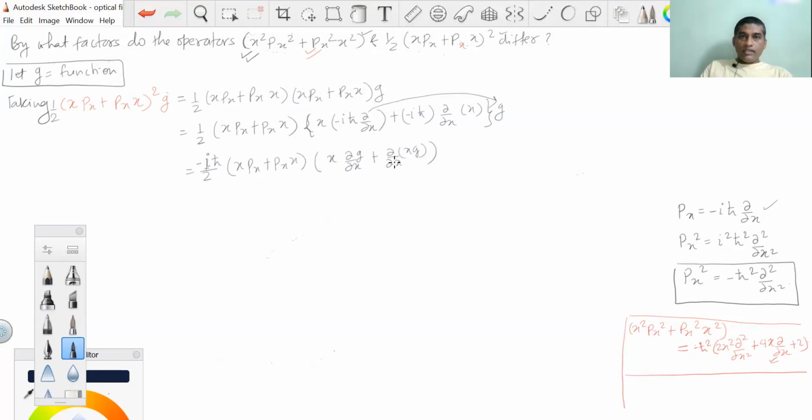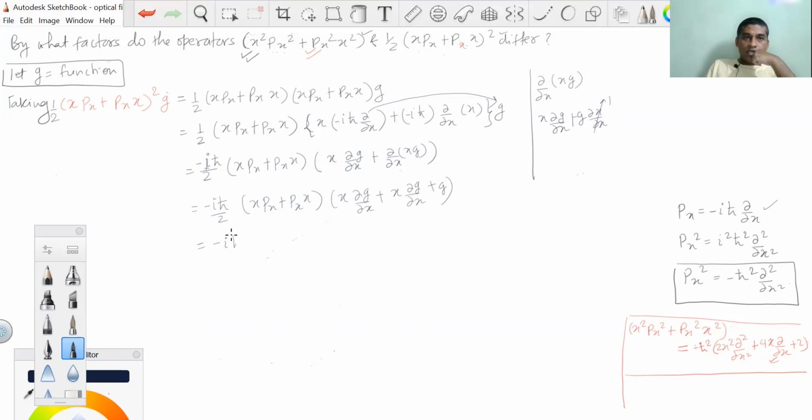Now let us simplify this term. So del by del x, and we have function x and g, so we get this result. We can write minus i h bar by 2, x px plus px x. This term gives me x del g by del x plus g. So we have minus i h bar by 2. Now we have this, x px plus px x. So these two add up to give us twice x del g by del x plus g.